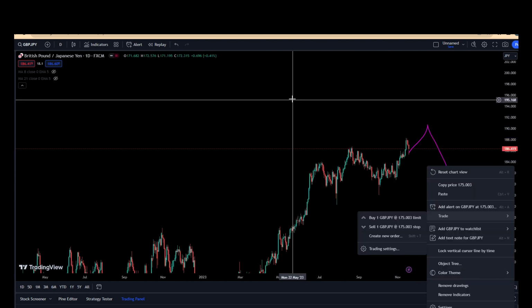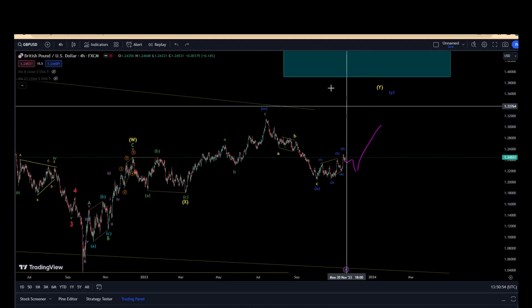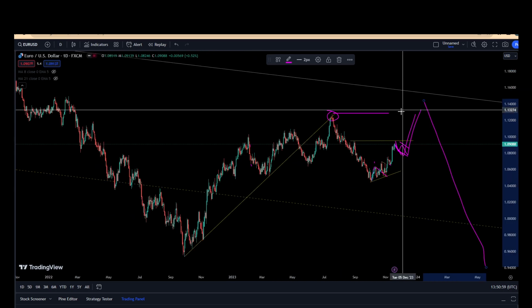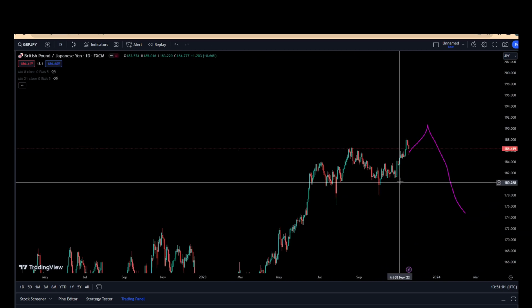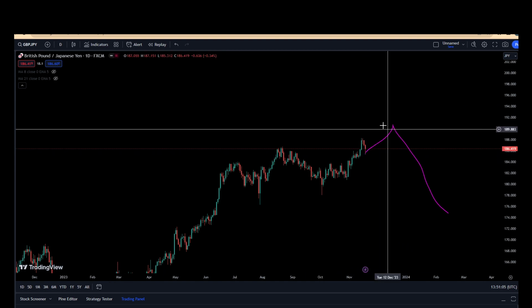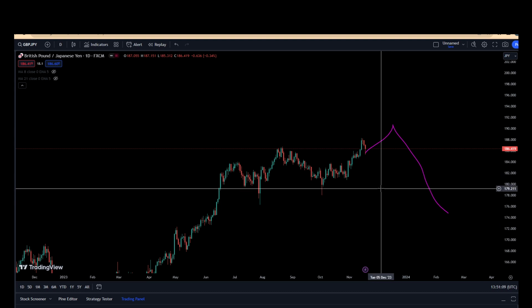I think the main pairs that I'm going to be trading this week are pound dollar, which is my best go-to, as well as gold if that setup does come in nicely, and as well as euro USD. But with pound yen, just keep in mind, be very, very, very careful. We are expecting one more push up, and then eventually towards the downside. Yeah, that's basically my analysis.